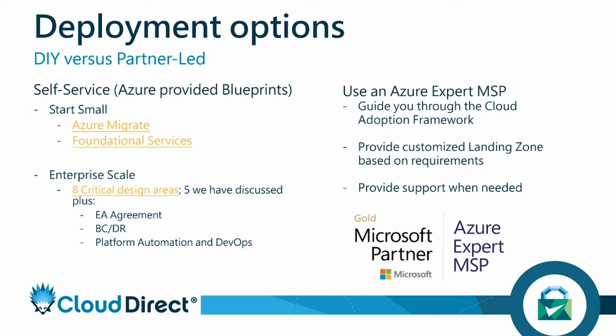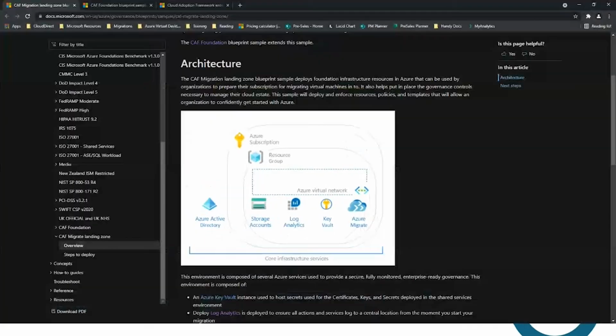If you do, Microsoft will provide you with blueprints. So for landing zone, there's really sort of 3 blueprints that they talk about and you can find online. We'll have a quick look at them now. So this first one would be for migrate.